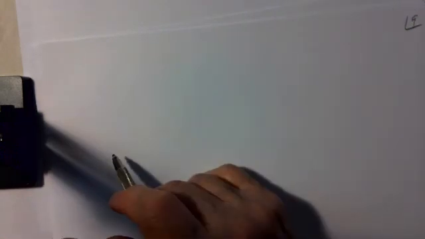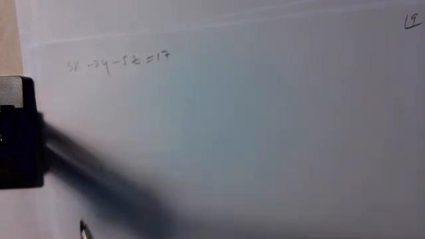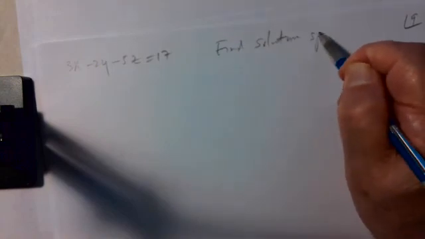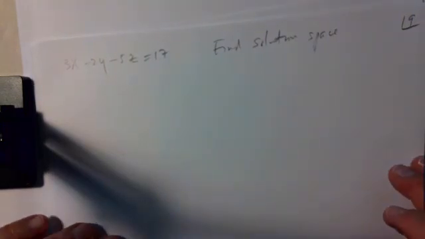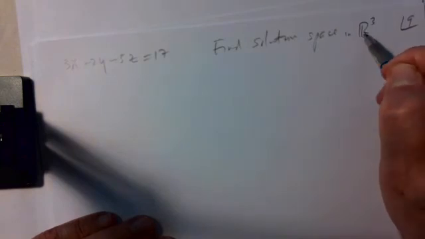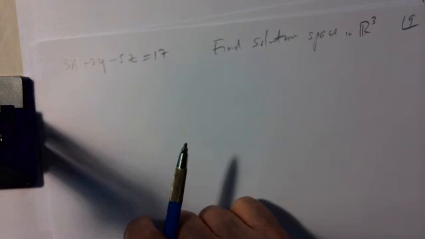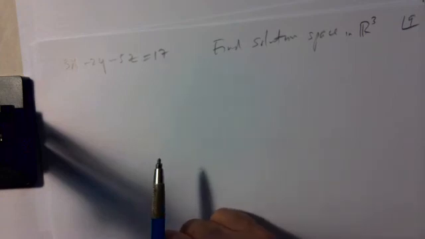Let's look at another example. Again, this is an example from the book, so it's easy to follow when you're studying by yourself. Let's take an equation in 3 variables, 3x minus 2y minus 5z equals 17, and we want to find the solution space. The solution space will be a set of 3-dimensional column vectors. That is, it's in R3.